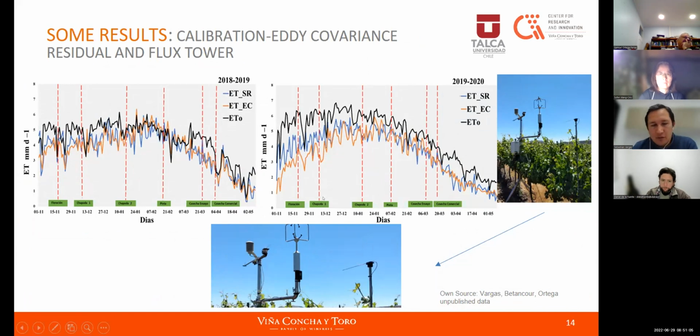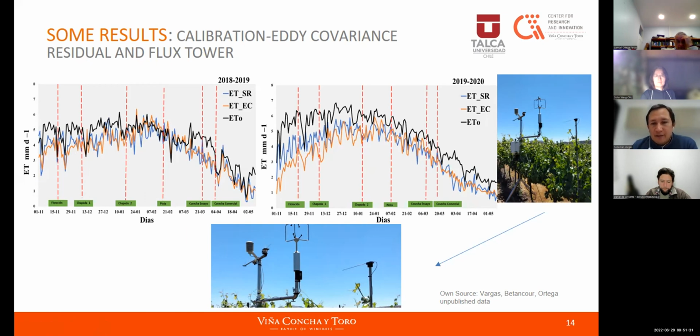I'm showing just the first 2 seasons, and the technique, as you can see in the blue line, has pretty good accuracy against eddy covariance. The only difference is the technique tends to overestimate ET a little bit, especially in the first stages of growth.